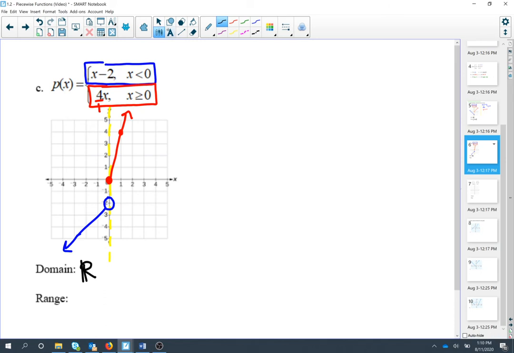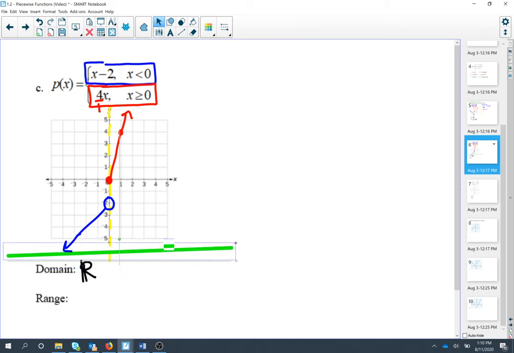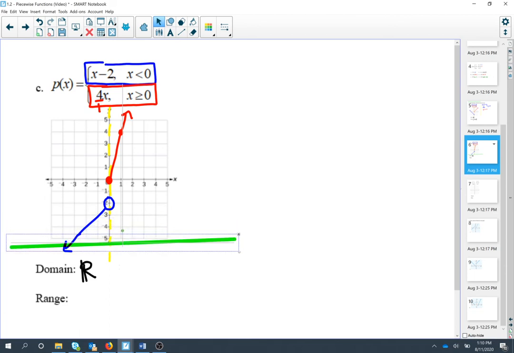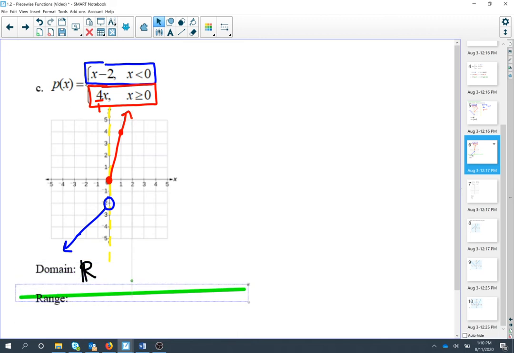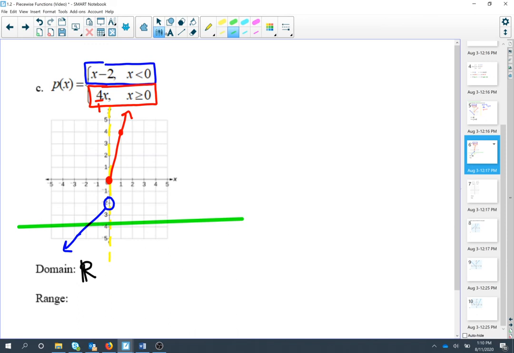Range, low to high. And once again, I'm going to get out my highlighter for this because I think something funny is going to happen. Now, low, I'm going to start here. I'm going to go down, down, down. I've got the blue, I've got the blue, I've got the blue. That arrow is going to take me to -infinity. So my range starts at -infinity.